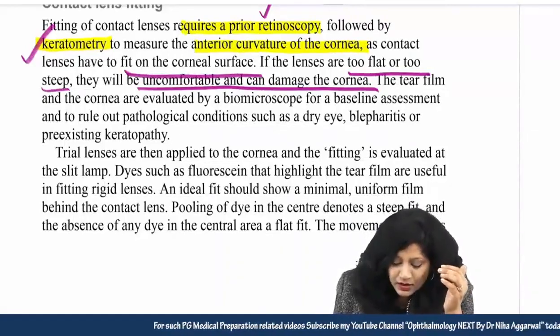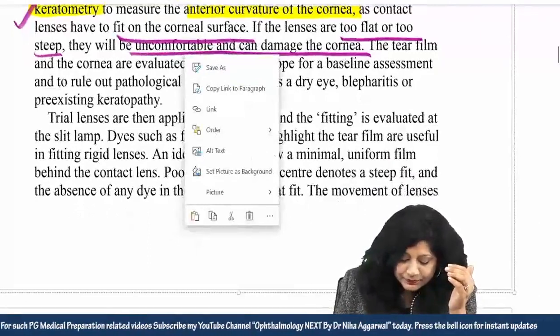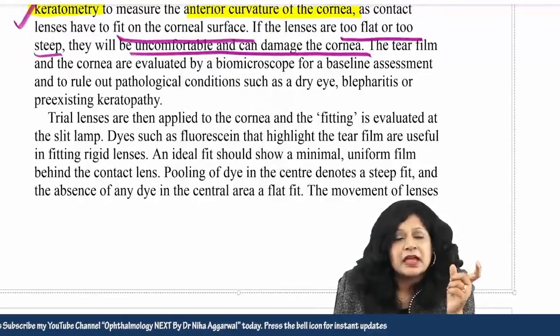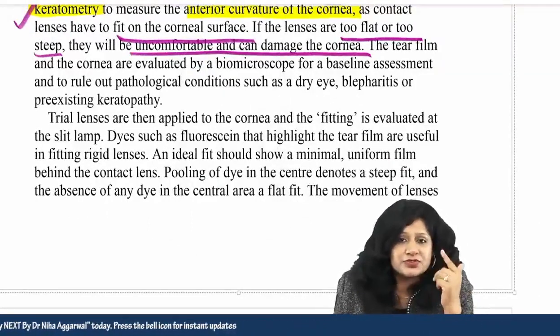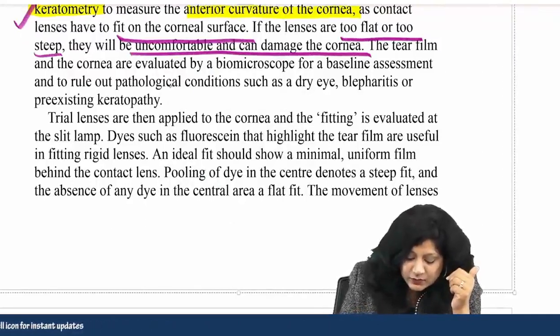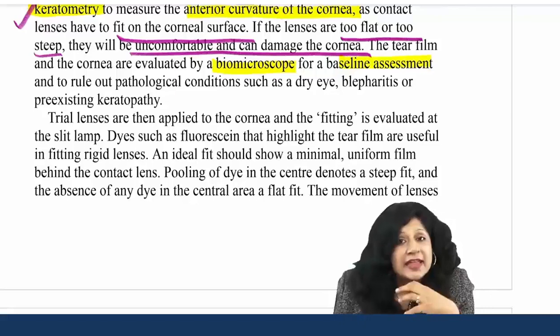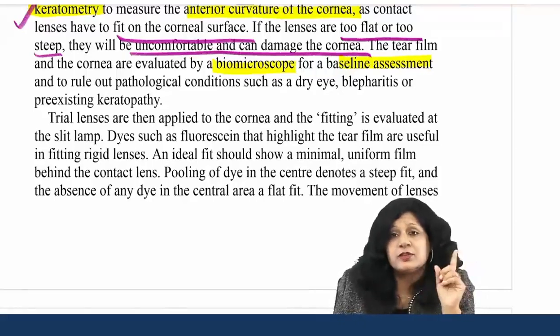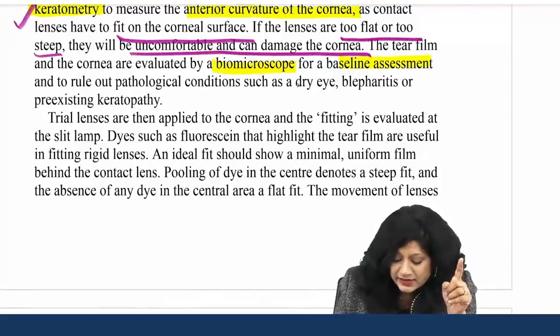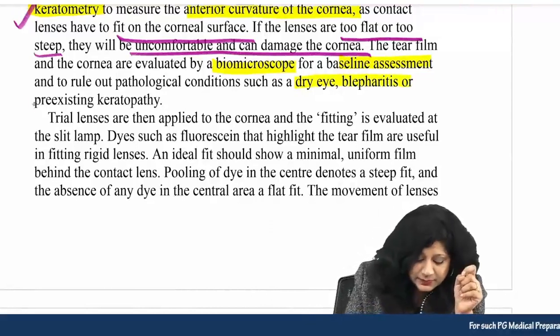The tear film and the cornea, then you have to do the general examination also. That is done with the help of a biomicroscope for a baseline assessment to rule out any pathological conditions, because there you should not give the contact lenses, like when we have dry eye, blepharitis, pre-existing keratopathy.